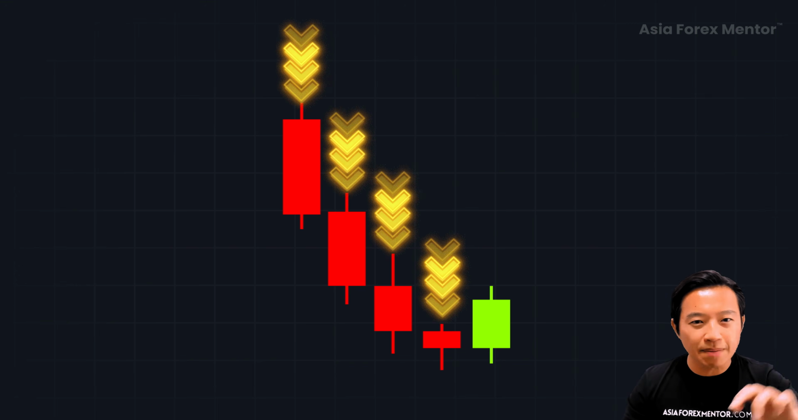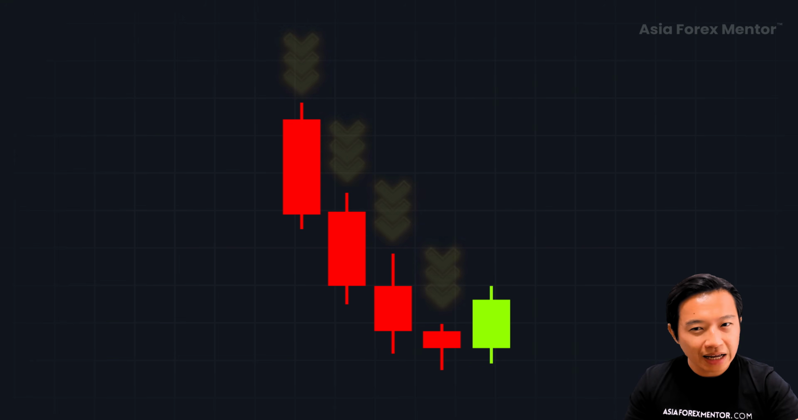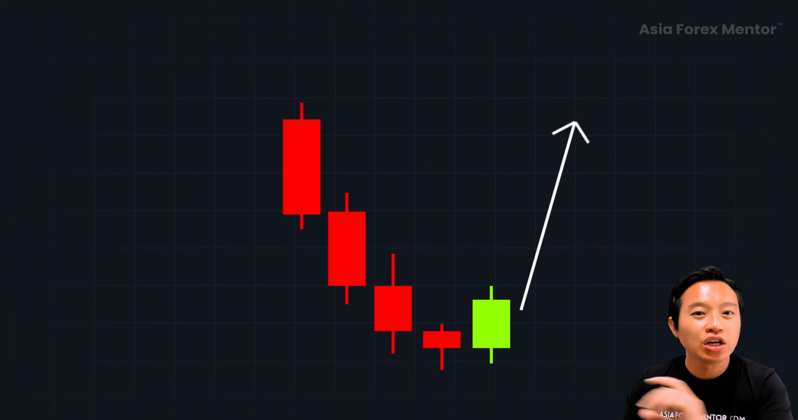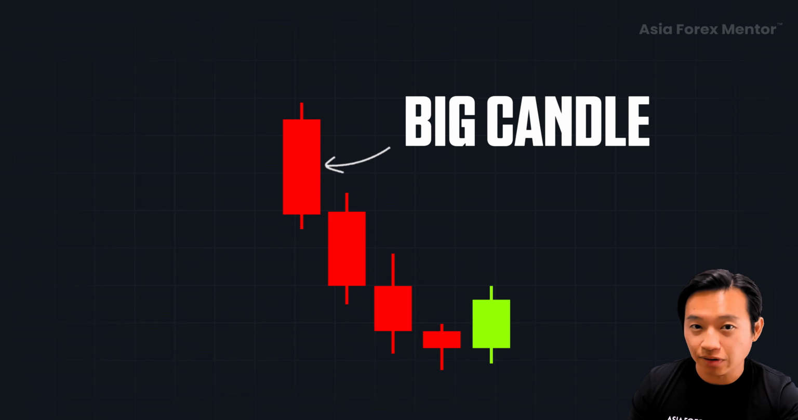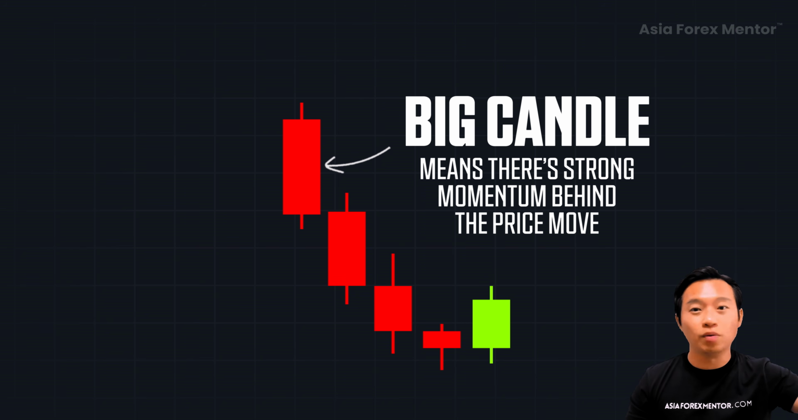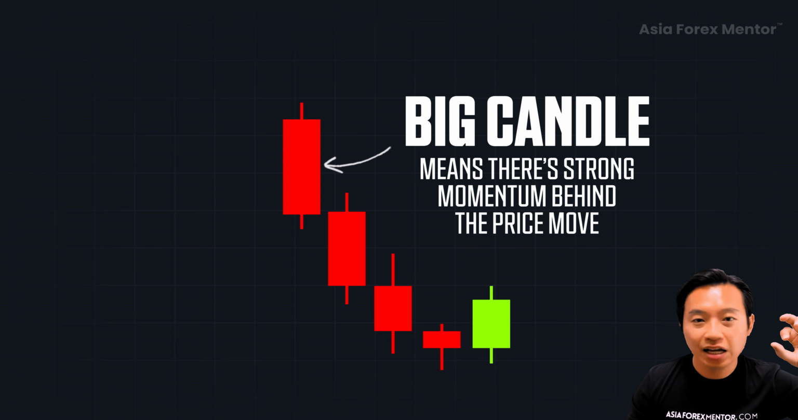This shrinking is important because it tells you that the market might be slowing down and a price change could be coming. So what's the deal with the candles getting smaller? When you see a big candle, it means there's strong momentum. Like I told you, strong momentum, lots of demand and lots of movement behind the price move.